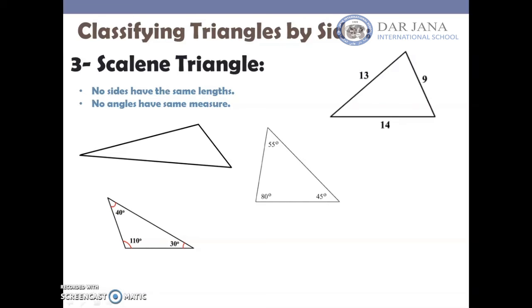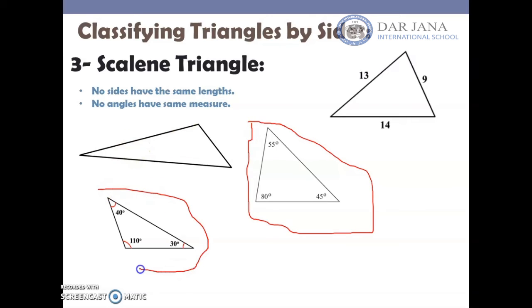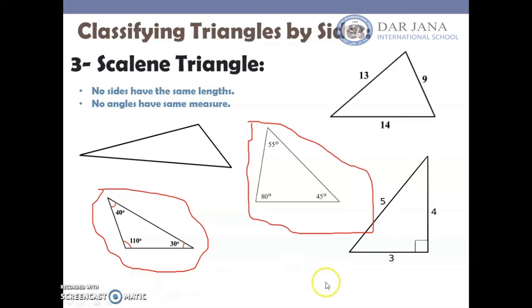I want to point out one thing: later on we're going to be classifying triangles by angles and by sides. If we look at this triangle here, all of them are acute angles, so I can call it acute and scalene. However, in this one here, one of them is obtuse, which is 110 degrees, so I can call it obtuse and scalene. So we need to classify by sides and by angles at the same time. For example, the third one here is right and scalene.